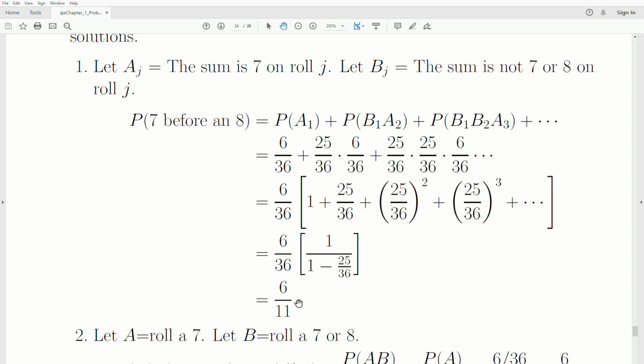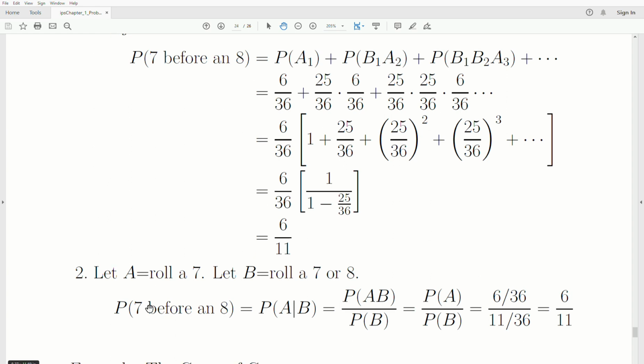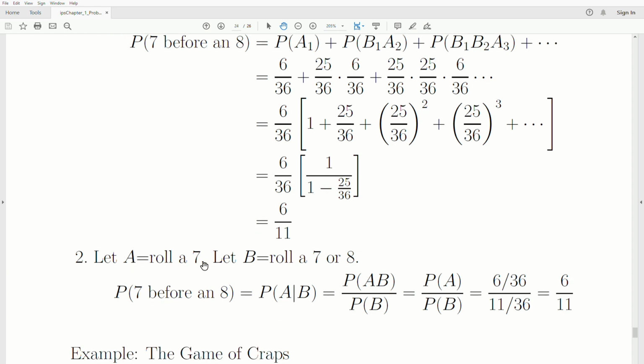Now that's solution 1. Solution 2 is if we let A be the event we roll a 7 and the event B be that we roll a 7 or an 8. The probability that we roll a 7 before an 8 is actually the probability of event A given event B. So this says, given that we've stopped, what's the probability that we rolled a 7? This is conditional probability. So the probability of A intersect B over the probability of B.